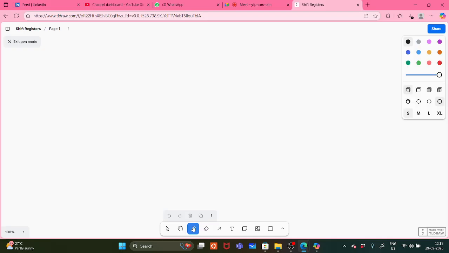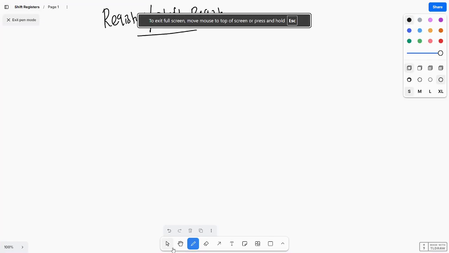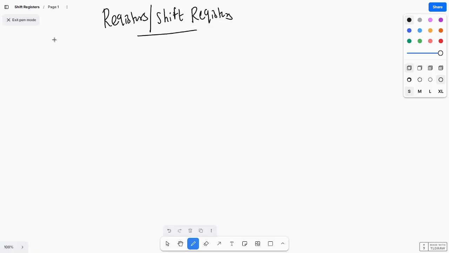Registers we can call shift registers. In order to store multiple bits of data, we'll use shift registers. Multiple bits of data, we are using the shift register.